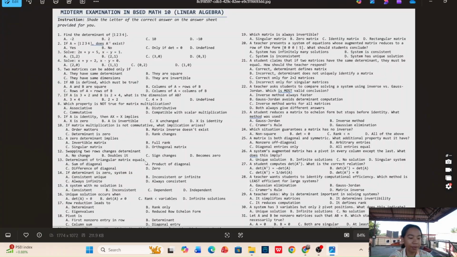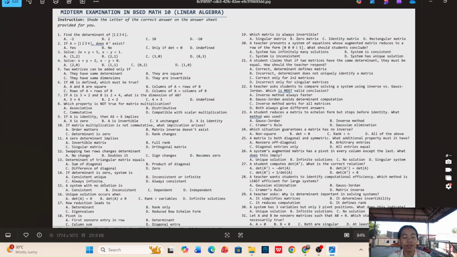For number 13, what number are we now? We are in number 13. The question for number 13 is, determinant of triangular matrix equals A, sum of diagonal, B, product of diagonal, C, difference of diagonal, and letter D, 0. The correct answer for number 13 is letter B. The determinant of a triangular matrix is the product of its diagonal entries.